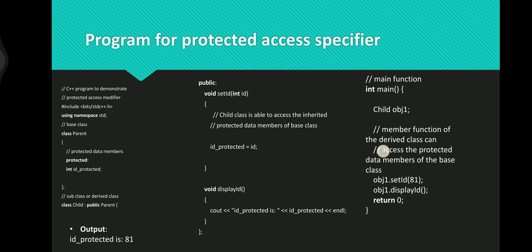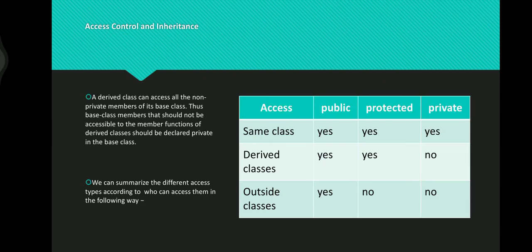Now the next topic is access control and inheritance. A derived class can access all the non-private members of its base class. The base class members that should not be accessible to the member functions of a derived class should be declared private in the class. And here's the table.